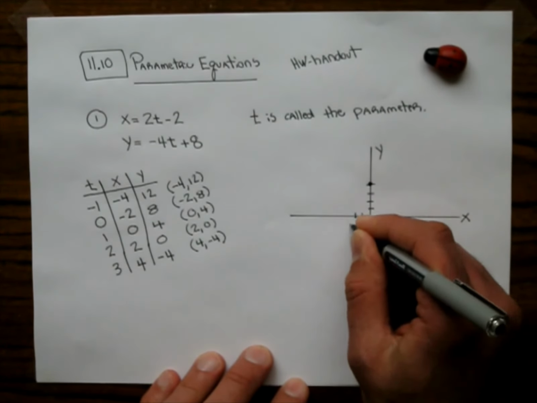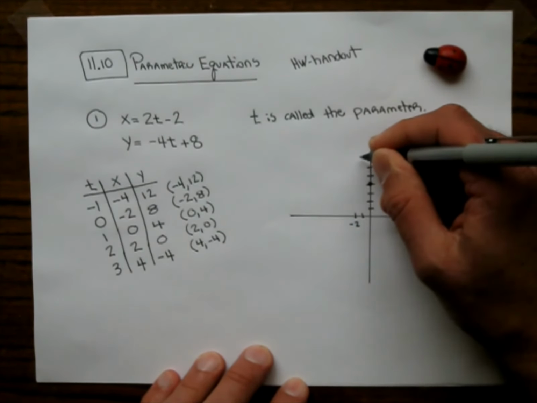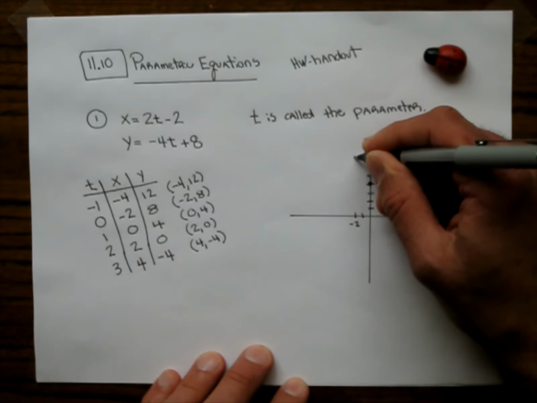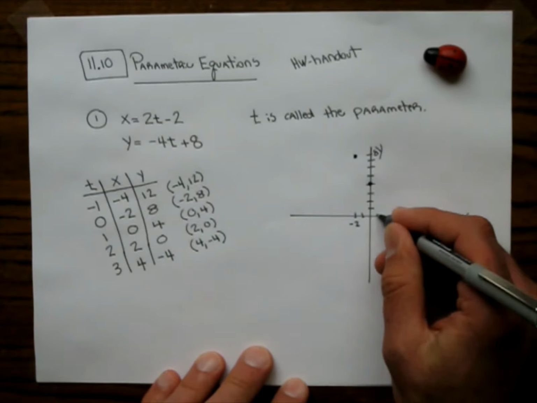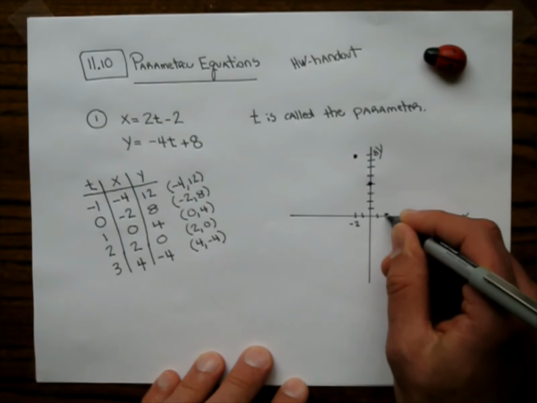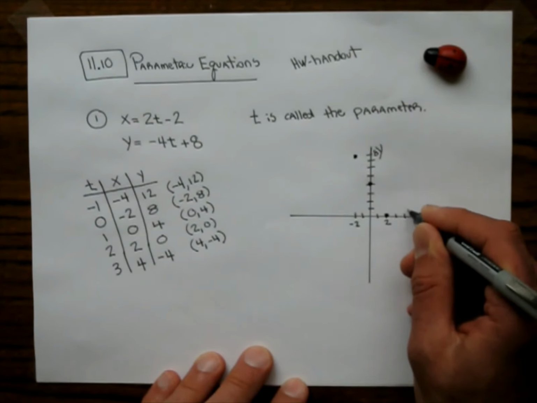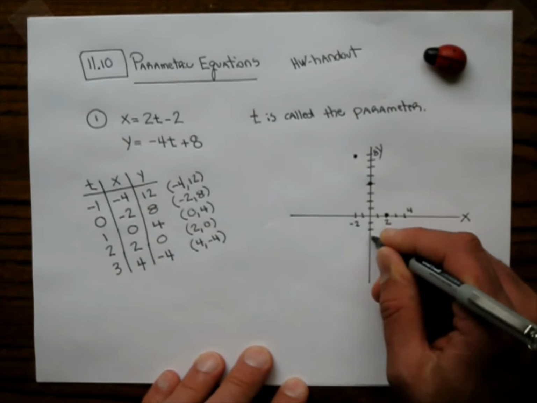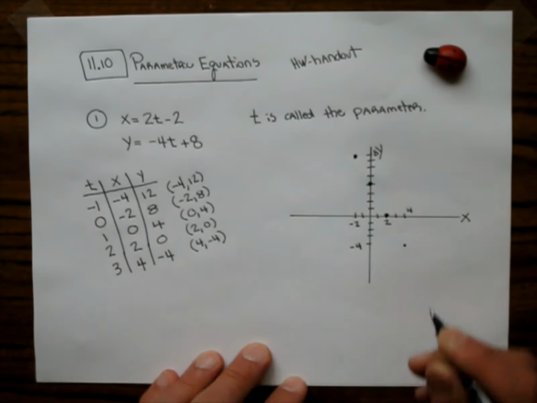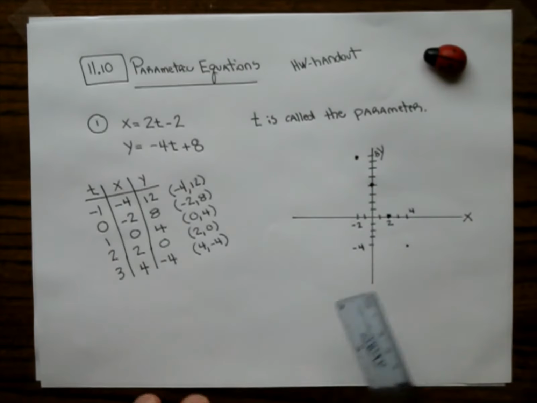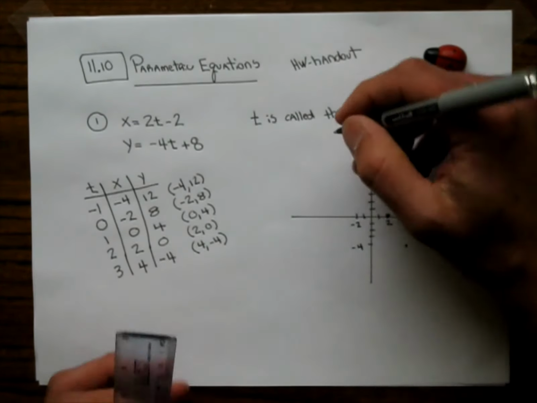-2, 8. 1, 2, 3, 4, so here's 8. It looks like that right there. And then we have 2, 0. Okay, so there's 2, 0, and then 4, -4. Just like right here. Okay, so those 4 points, and I could have put the fifth one, the -4, 12 is like up here.